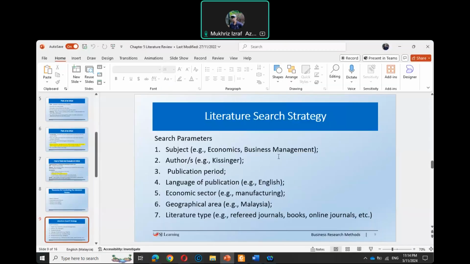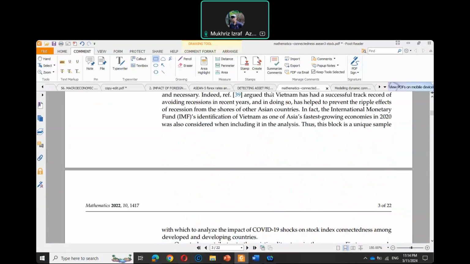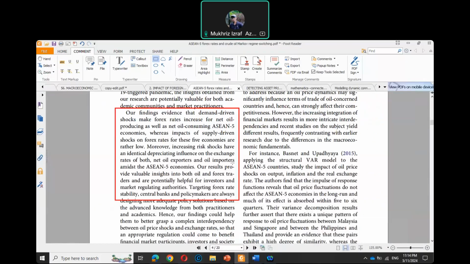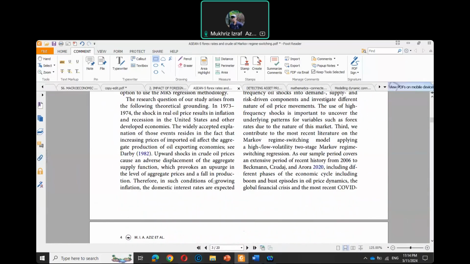So that is on this strategy lah. Okay. And another part in the literature review is citation. Okay. So I mentioned just now there are different techniques. Okay. When you read journal articles, okay, there are a few ways, okay, of writing style.